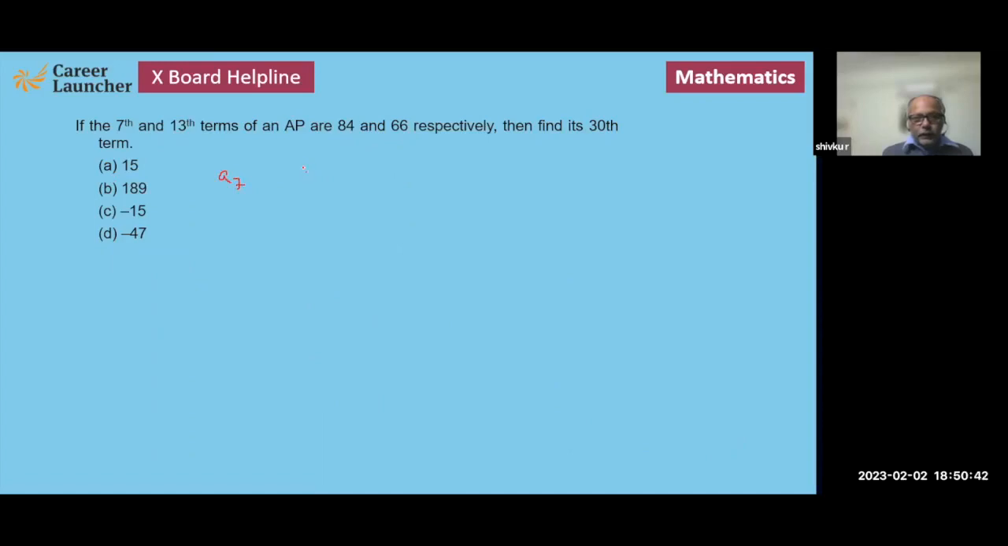A7 जो टर्म है, A13 जो टर्म है, यहाँ पे 6 टर्म्स, so there are 6 terms here. And if I have to go to A30 terms, then there are about 17 terms here, right? So this difference is working out to be 22. So this difference has to be almost thrice of that, approximately equal to 66.